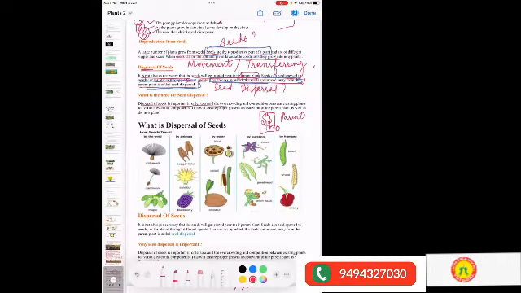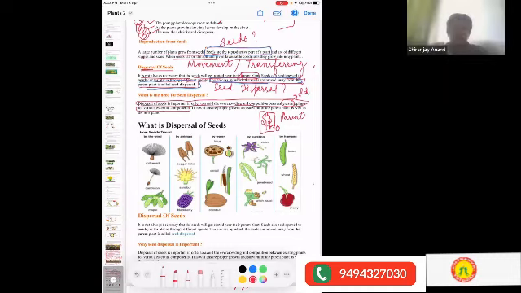Dispersal of seed is important in order to avoid the overcrowding and competition between existing plants for various essential components. Very, very important. Why is the need of seed dispersal there? It is important to avoid the overcrowding and competition between the existing plants. Existing means the old plants who are already present there. So they should not overcrowd, they should not fight, they should not have the competition. That is why seed dispersal is very important.